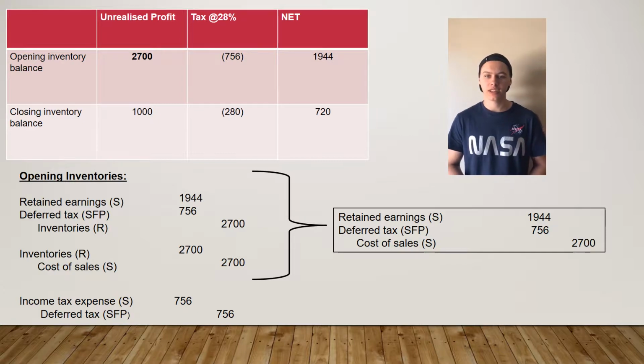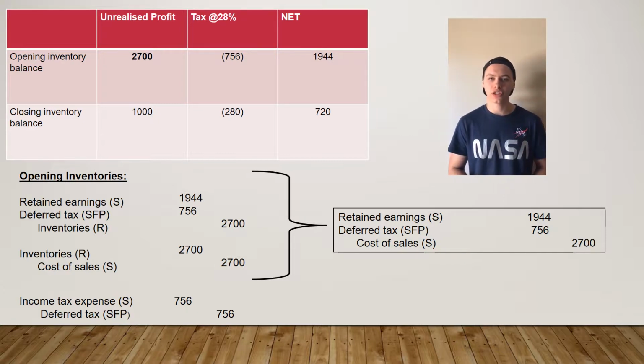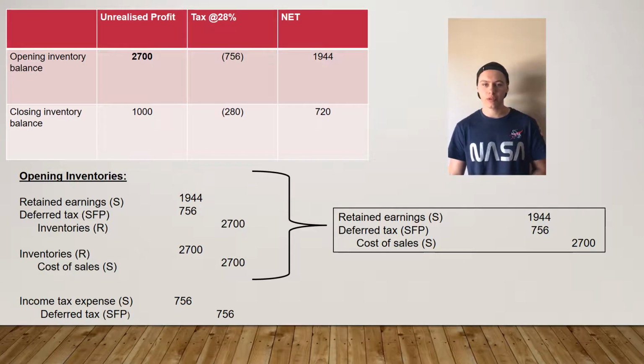So now that we have completed our table, we can use this to complete our consolidation journal entries. First, we start with opening inventories, where we debit the retained earnings by the net amount in our table. We then debit deferred tax by the tax amount from our table, and credit inventories by the unrealized profit amount in our table. This is in order to eliminate the unrealized profit in opening inventories. This same inventory amount is then debited along with cost of sales being credited. These first 5 entries can, however, be summarized into these 3 entries. The tax effect is then realized by debiting income tax expense and crediting deferred tax.